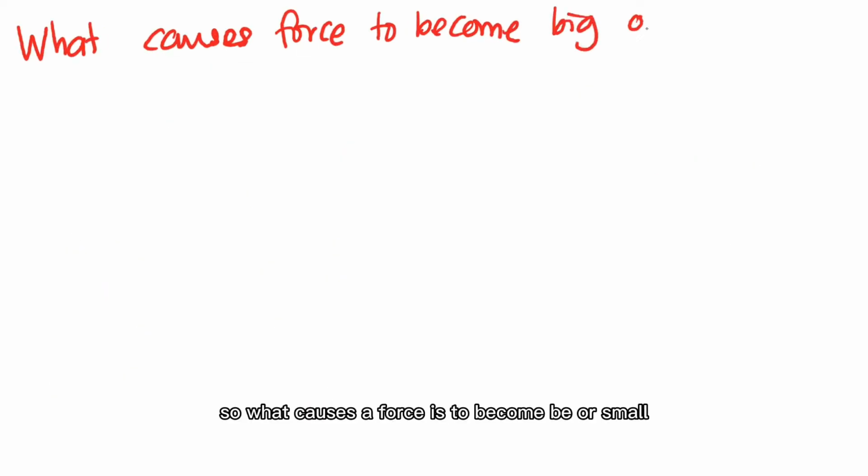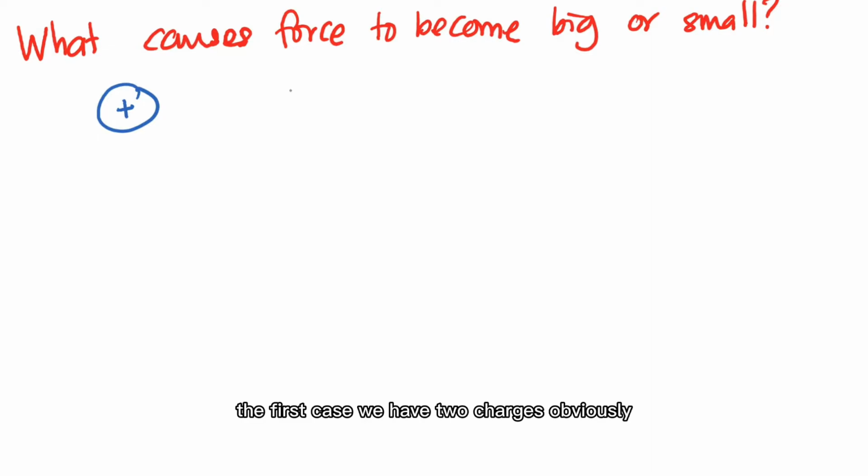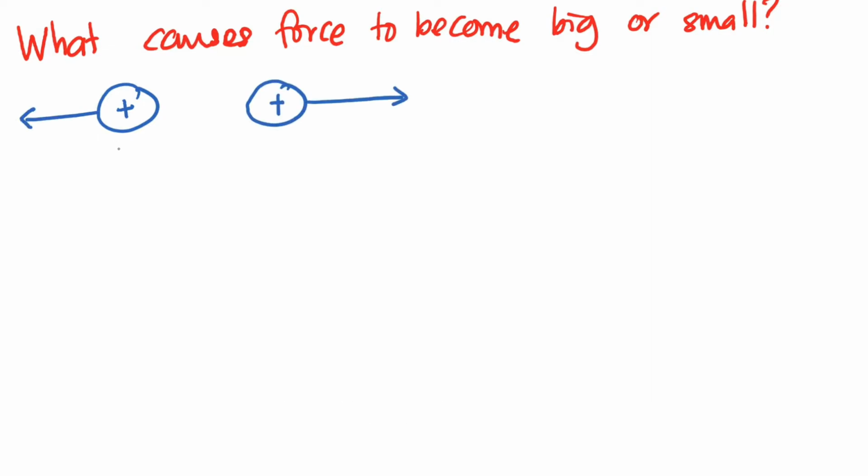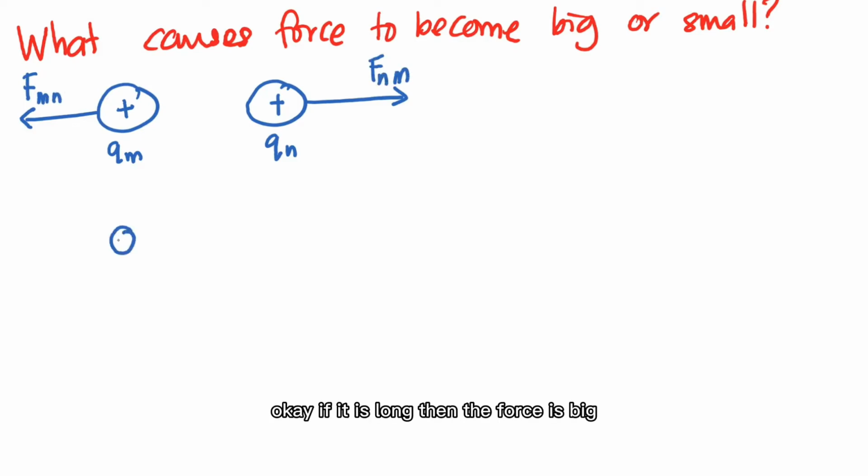So what causes the forces to become big or small? The first case, we have two charges. Obviously, they repel each other. The length of the arrow represents the magnitude of the force, okay? If it is long, then the force is big. If the arrow is short, then the force is small.